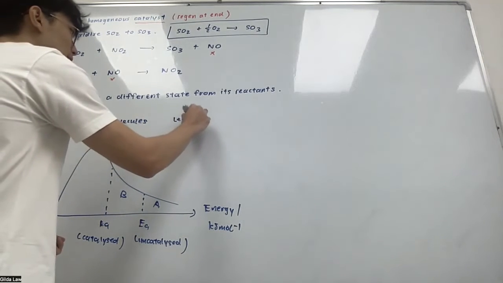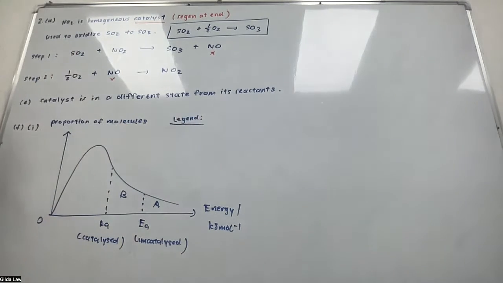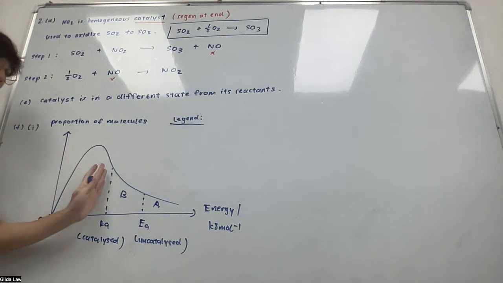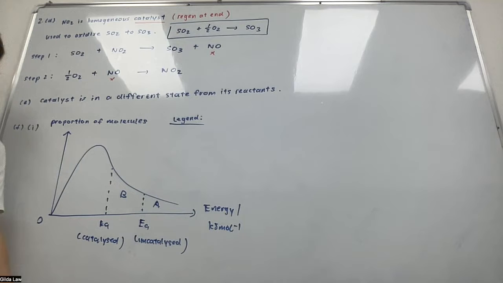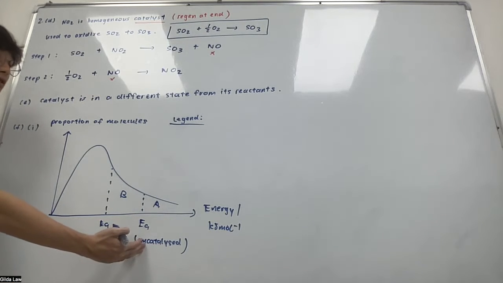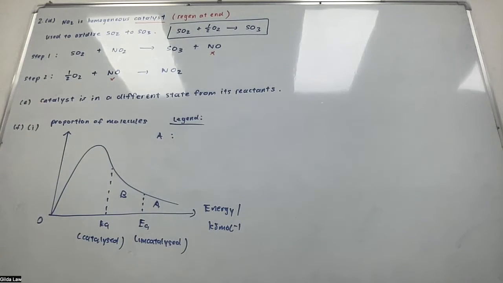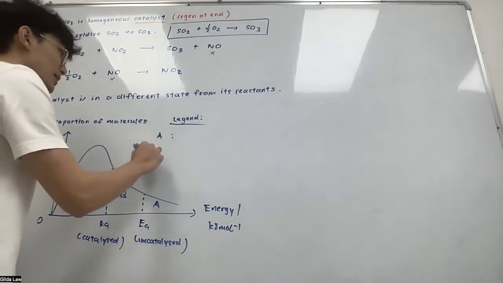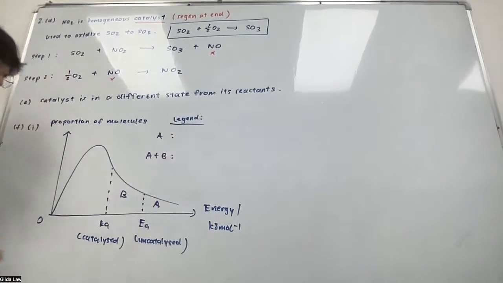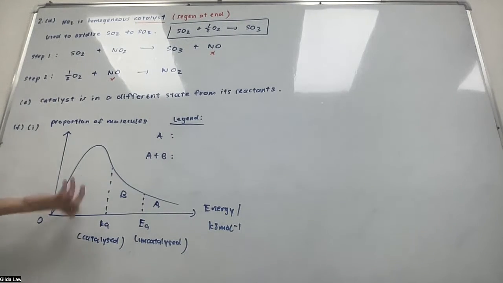Under this legend, what are the areas that I need to discuss? What's the first area? Total area? You mean the whole thing? No, it's not. We are only concerned with the molecules that have energy higher than the activation energy. So before you catalyze the reaction, it's area A. After you catalyze the reaction, it's area A and B, yes, good. So don't just write B, because it's everything to the right of the activation energy. So clearly A plus B is bigger.